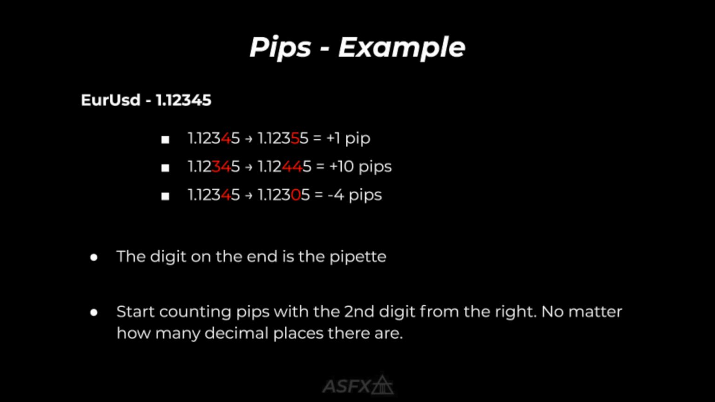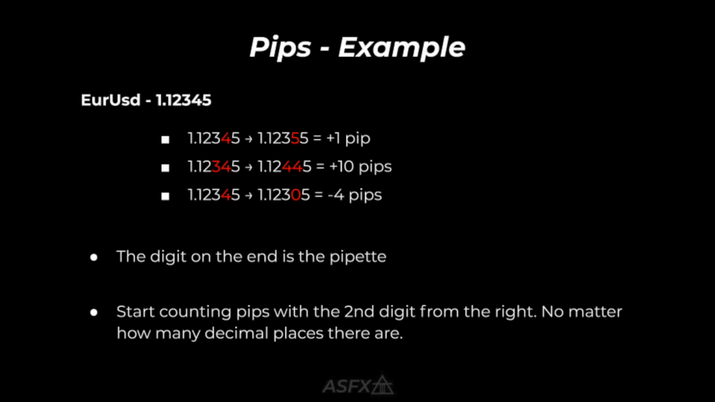So you can see the second digit from the right when you're reading a currency pair is your ones placeholder when counting pips. The third digit from the right is your tens placeholder when counting pips. So here, if it goes from 1.12345 down to 1.12305, that's a decrease, minus 4 pips.